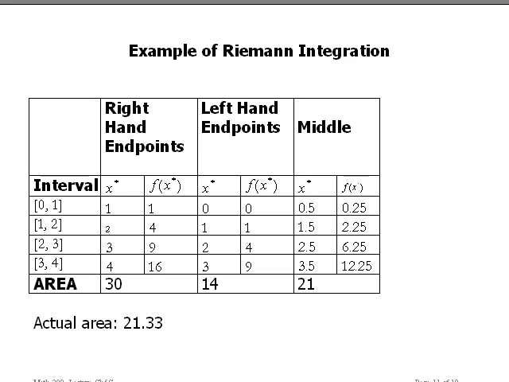When I did that and added up the heights, I found that, remember, here are those subintervals: 0 to 1, 1 to 2, 2 to 3, 3 to 4. Here's where I picked the right hand endpoints. Here was the left hand endpoints. And here I picked the ones in the middle. If I add just these 4 up, for the right hand endpoints I got an area of 30. For the left-hand endpoints, I got an area of 14. For the middle, I got a 21. The actual area is 21.3333.